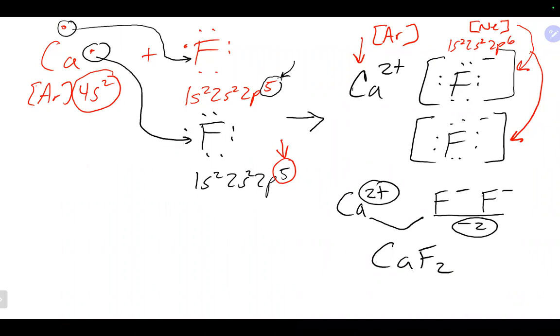Do naming and formulas, positive, negative, balance it out to zero. Ultimately, what that's doing is allowing everybody to get to that stable configuration of the noble gases. Question on that there?